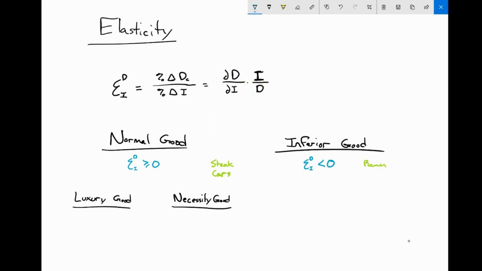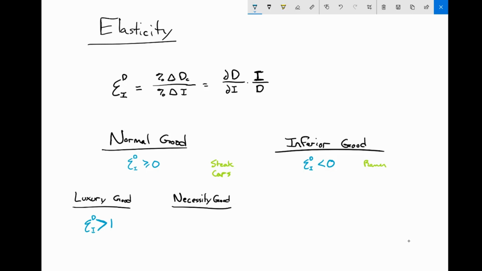Now, a luxury good is where as your income goes up, you will demand more of it, and you demand more than a 1% increase given a 1% increase in income. So if your income goes up by 1%, your demand for a luxury good will go up by more than 1%. The way that we would express that is to say that your income elasticity of demand is greater than 1. So a 1% increase in your income would result in a greater than 1% increase in demand for a luxury good.